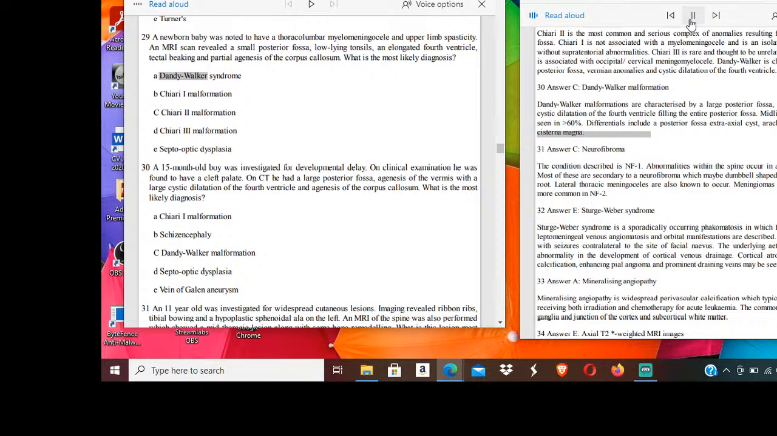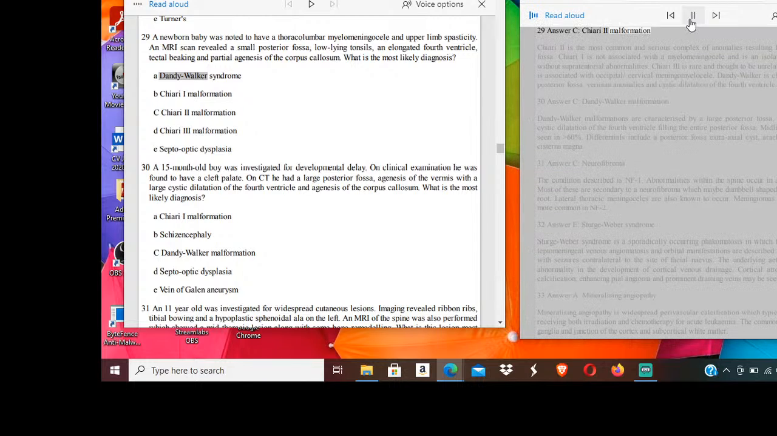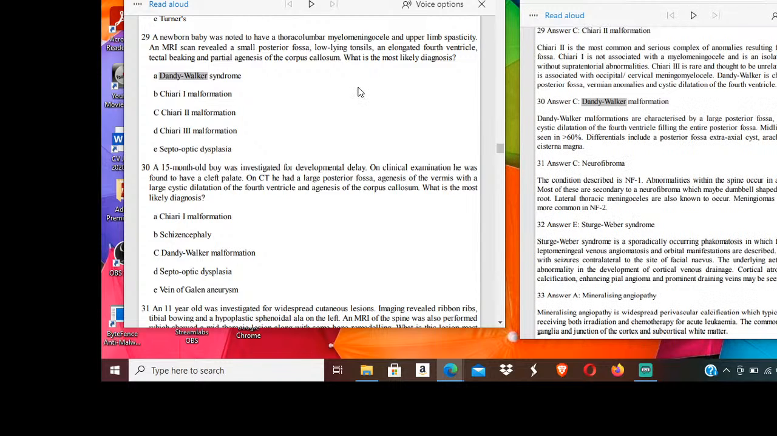29. Answer C. Chiari-2 malformation. Chiari-2 is the most common and serious complex of anomalies resulting from a small posterior fossa. Chiari-1 is not associated with a myelomeningocele and is an isolated hindbrain anomaly without supratentorial abnormalities. Chiari-3 is rare and thought to be unrelated to Chiari-1 and 2. It is associated with occipital/cervical meningomyelocele. Dandy-Walker is characterized by a large posterior fossa, vermian anomalies, and cystic dilatation of the fourth ventricle.